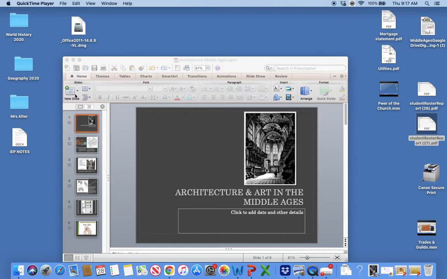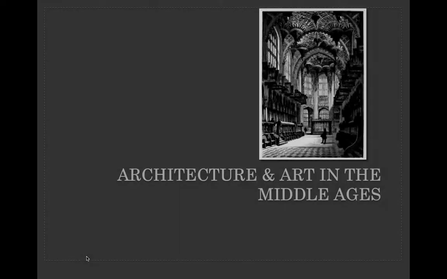All right, guys, so today we're going to do 3 mini lessons. We're going to talk about 3 different topics, and then for tomorrow's assignment, you're going to choose one of 3 activities to complete. On Google Classroom, it's going to have 3 options, and you only choose one assignment to complete tomorrow, okay? So our first topic is architecture and art in the Middle Ages.